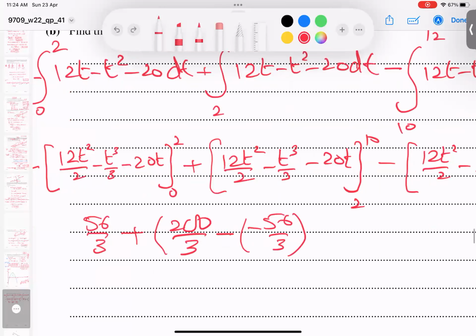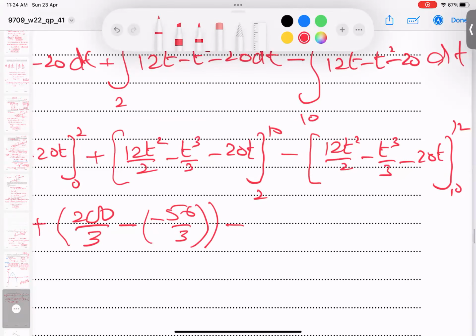Okay, this is clear. Let's talk about this one. So I plug in 10 and I got this answer. The same will come here. Okay, 10 and 12. So what will 10 give us here?